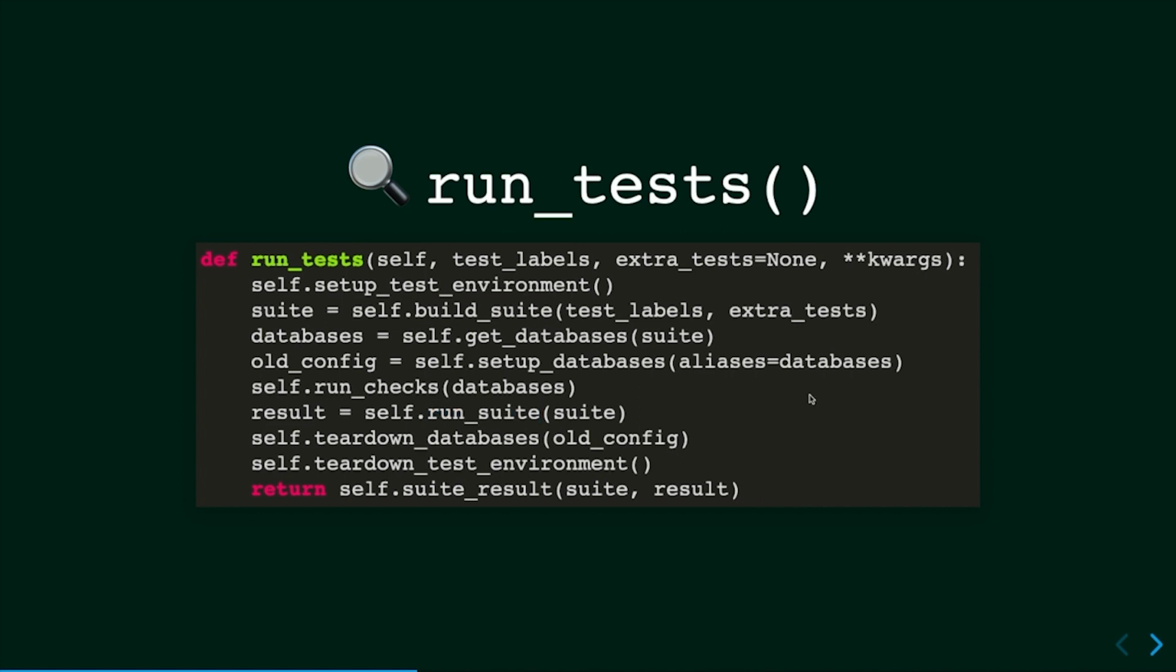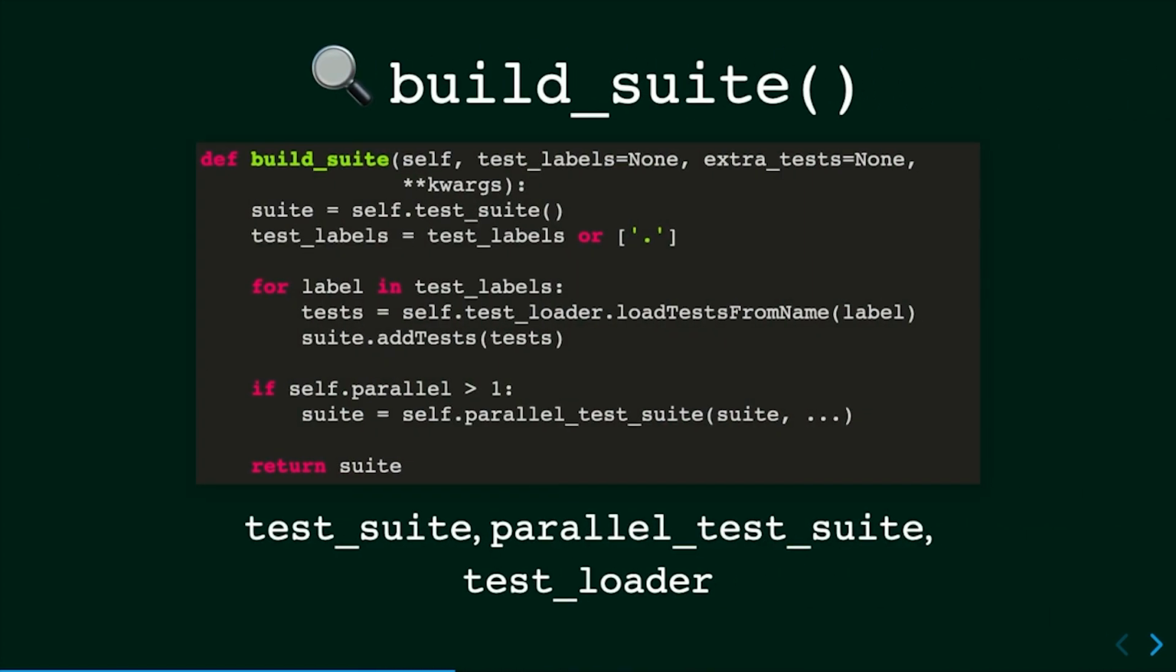So first looking at build suite. Again, this is simplified for readability, but the core skeleton is there. The first line is calling the test suite attribute. This is one of those attributes pointing off to a class inside unit test. So this line basically instantiates that class. Once we have a set of test labels, which if they weren't passed in by the user, Django defaults to finding all tests in the current directory, these are looped over, and then the test loader class that we also saw is used.